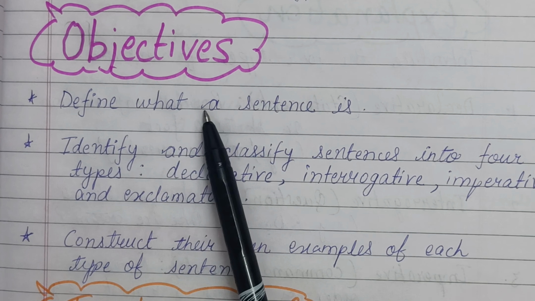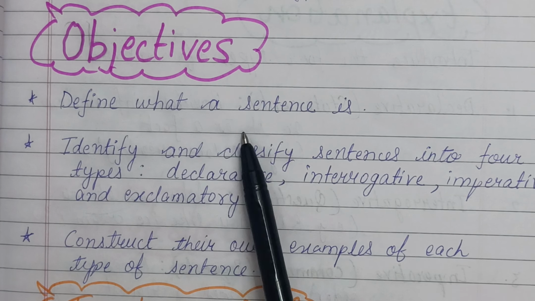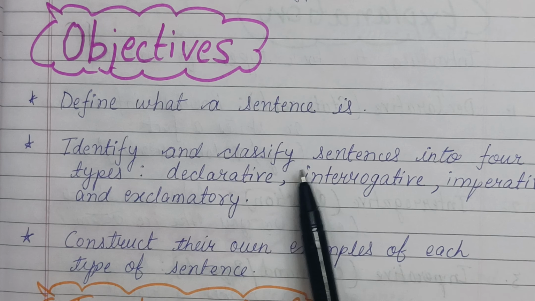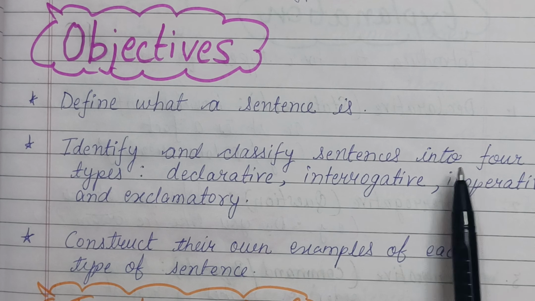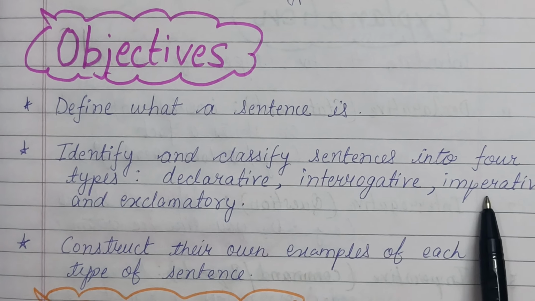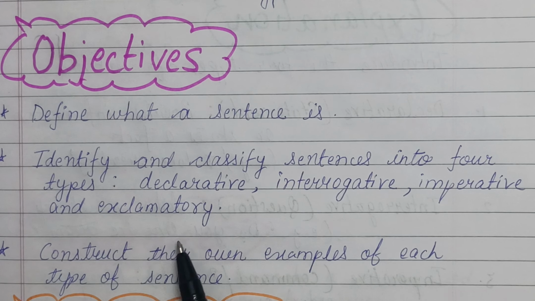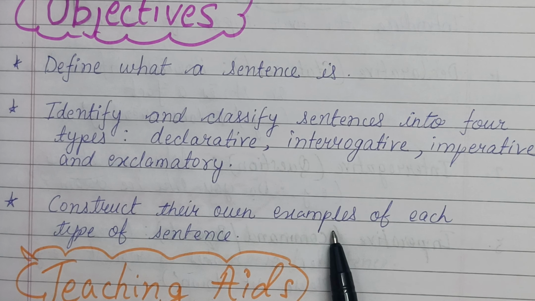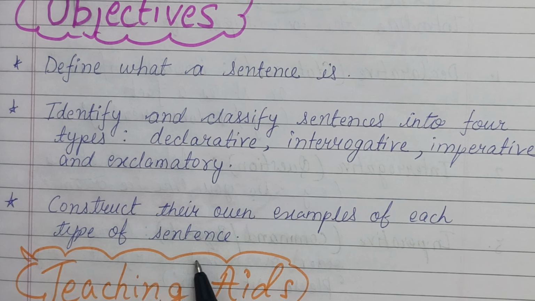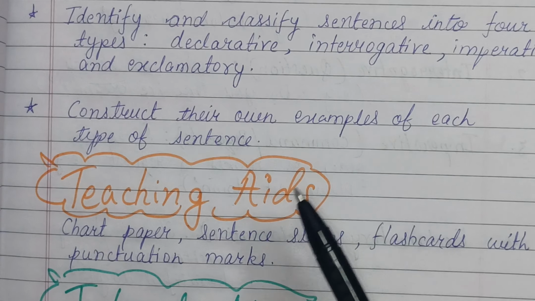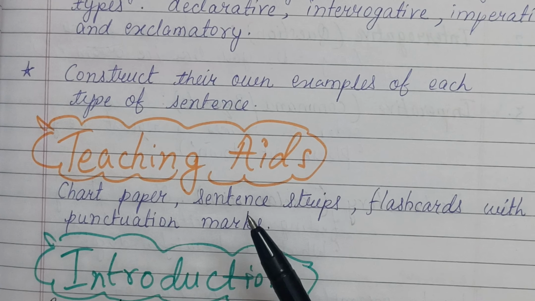So, objectives. Define what a sentence is. Identify and classify sentences into 4 types: declarative, interrogative, imperative, and exclamatory. Construct their own examples of each type of sentence. These are the objectives. Now, teaching aids.